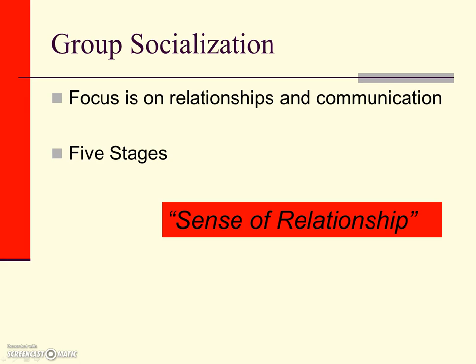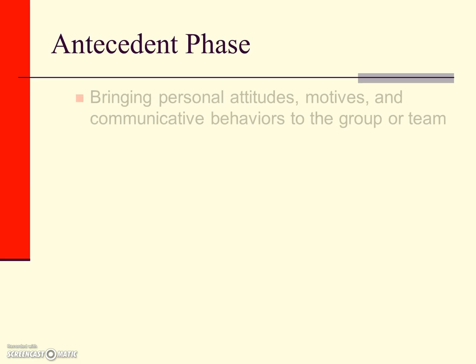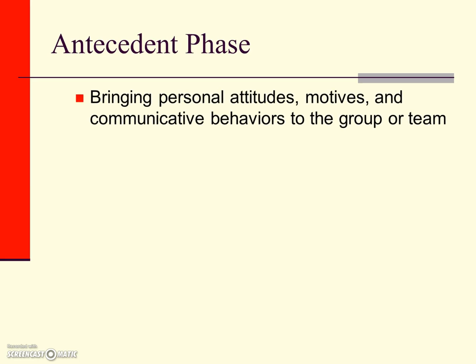A sense of relationship is really important. We know from the book Building Teams, Building People that there are four categories that make up the characteristics of effective teams. And one of those major categories is actually interaction. And the notion of creating a sense of relationship is vital to an organization being successful. So, the first phase in the group socialization development model is the antecedent phase.